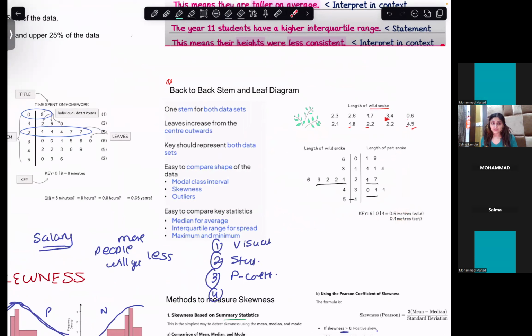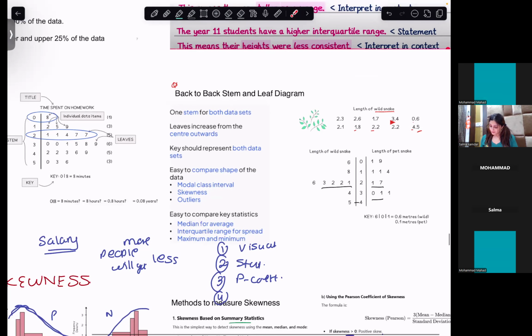Why do you use a stem and leaf diagram? We use it to organize our data. What else can this show? It can help us find the modal class interval, skewness, and outliers. The modal class interval will be the one with the highest number of leaves repeated.